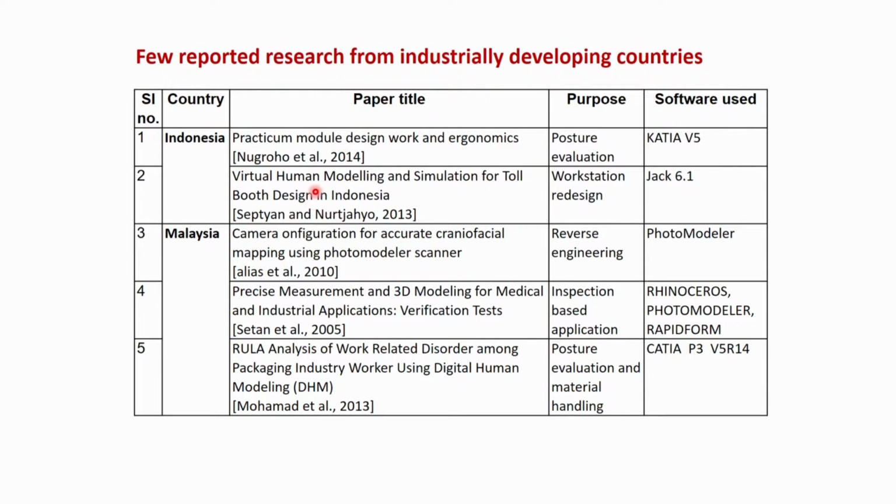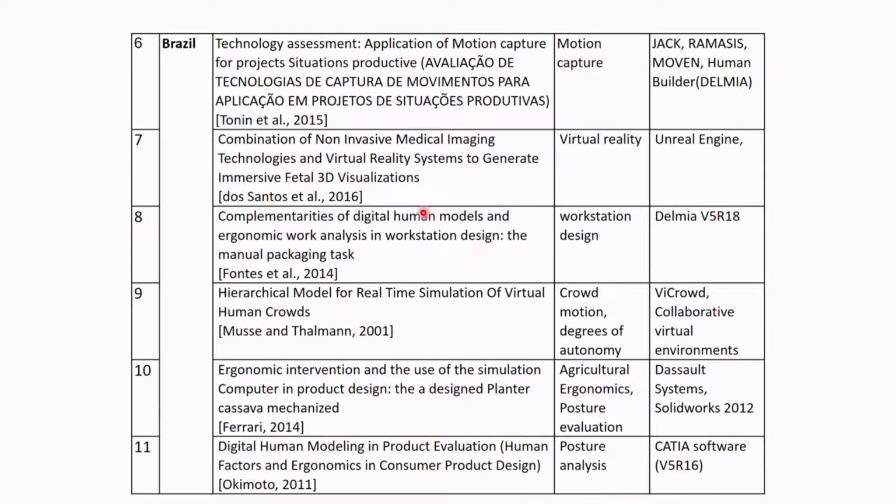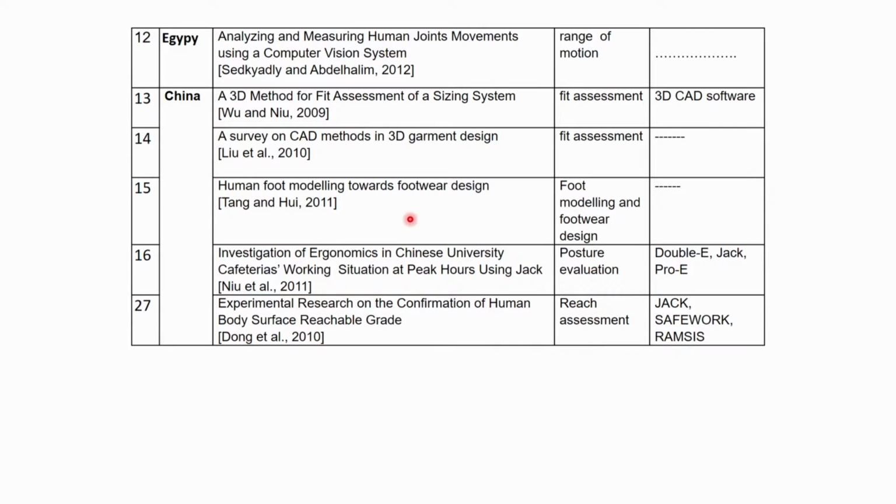Now, if we look at this table, the number of publications or reported literature from those countries is very limited. If you look at Indonesia, only a few publications are available. Similarly, the number of reported research studies carried out in Malaysia is also countable on one hand. In Brazil, the number is relatively more, but not that much in comparison to other developed countries. In Egypt also it is very less. But in China and India, a good amount of research is being carried out.